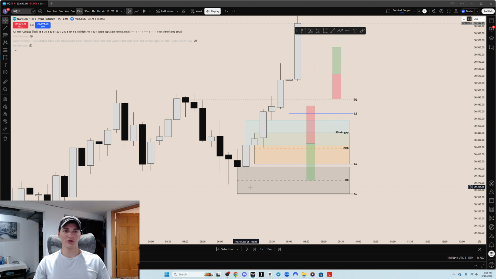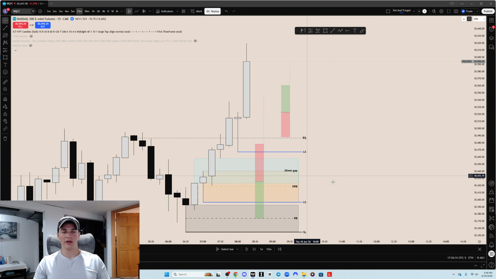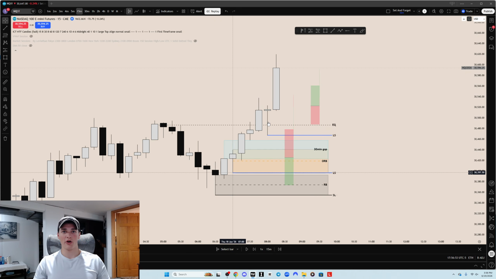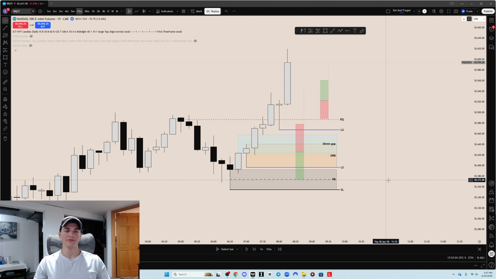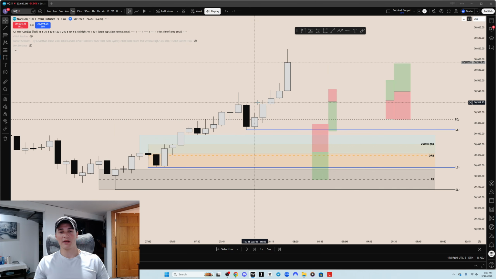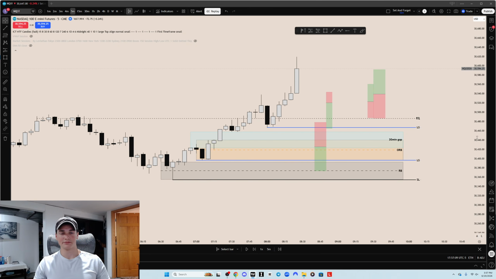So 15-minute rejection block, first 15 minutes of New York session open right here that we broke and never came back to retest. So we had our open range breakout, 30-minute gap, rejection block, two very clean liquidity sweep levels, and an unswept session low and equilibrium. Boom. So let's go down to the 5-minute and start looking for potential signs of an entry.